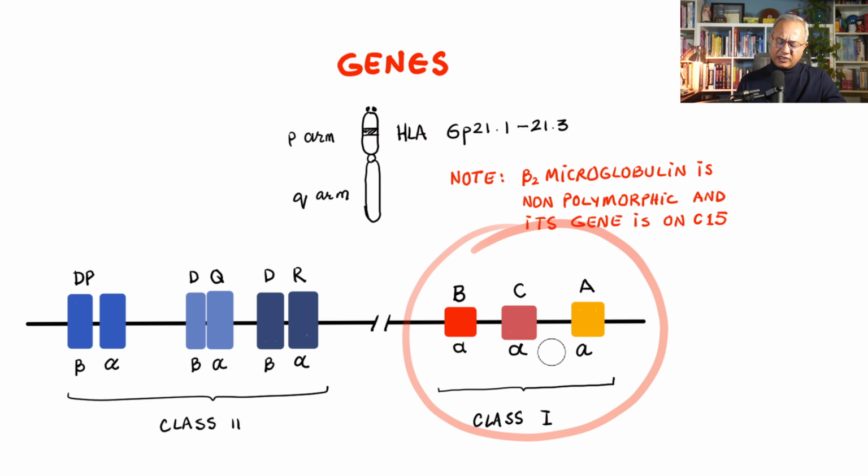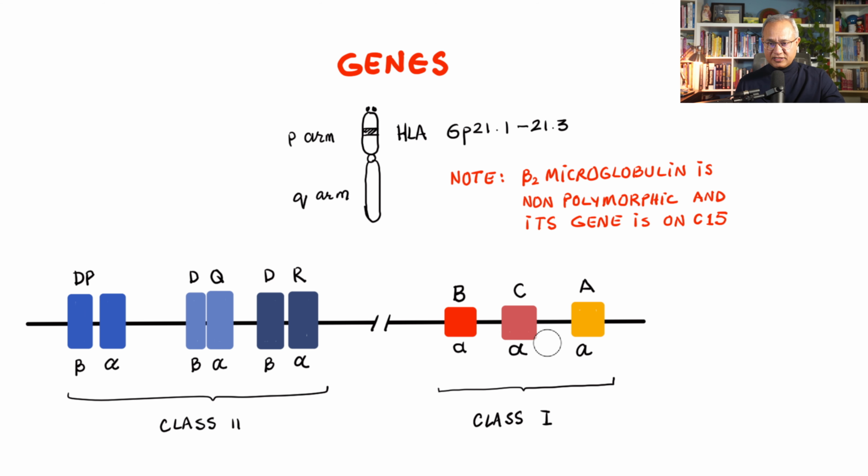Here we are talking about MHC I. The genes for the MHC I are B, C, and A genes. They all make alpha chains. They do not make beta 2 microglobulin. Beta 2 microglobulin is made by the genes that are present on chromosome number 15.